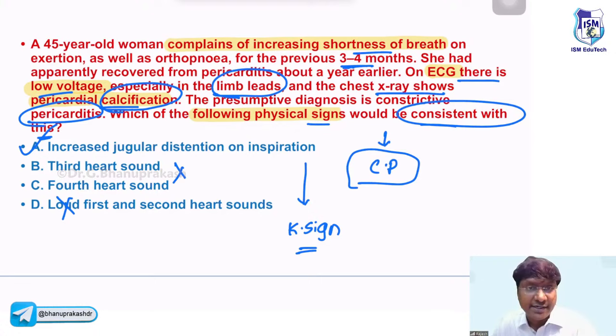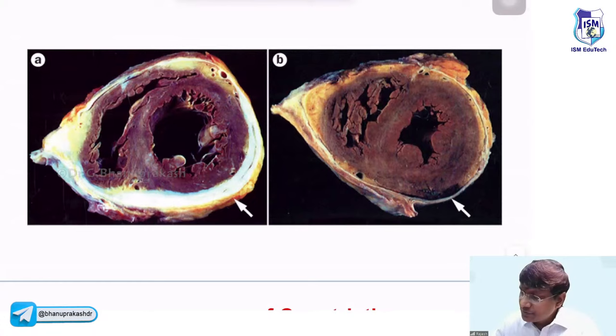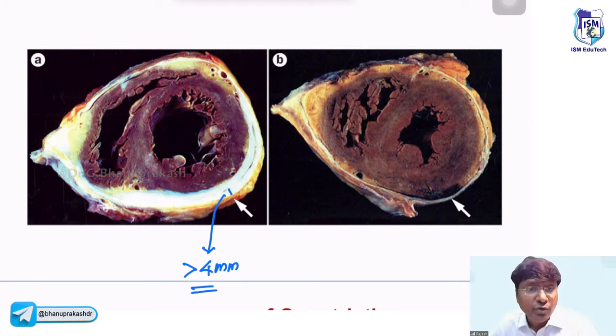And in patients with constrictive pericarditis, as I have said, you have thickening of the pericardium. You see, this is the pericardium, which is being thickened. And the thickening of the pericardium should be more than 4 mm.